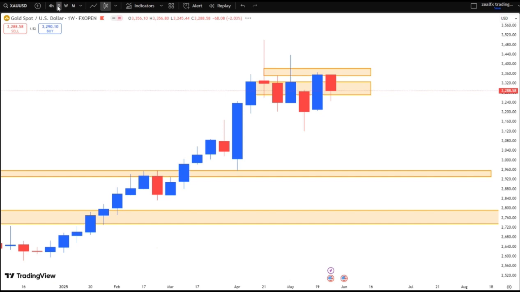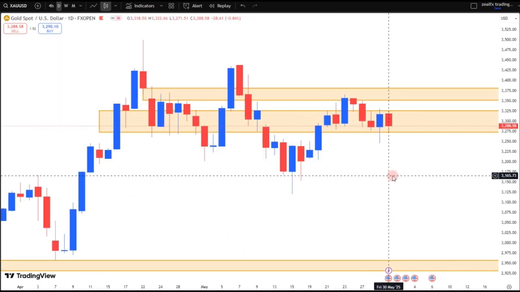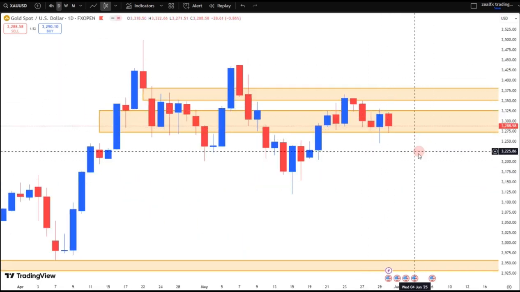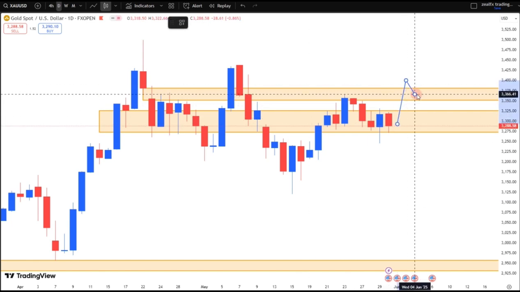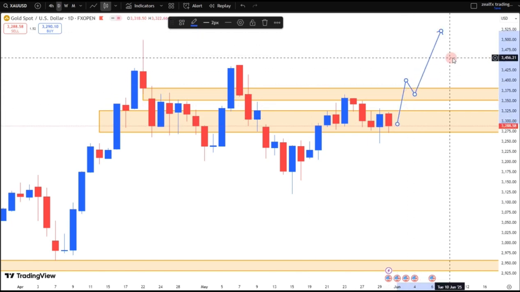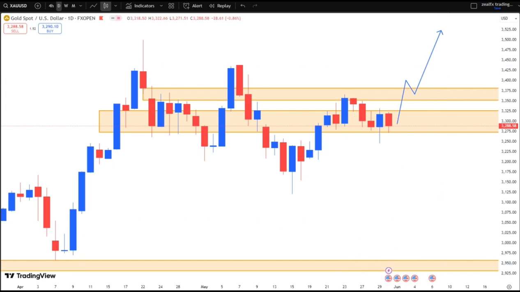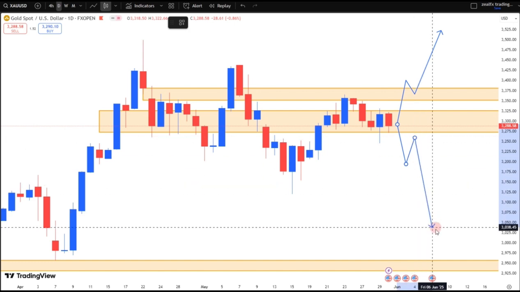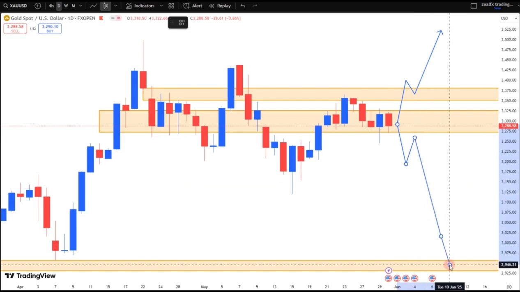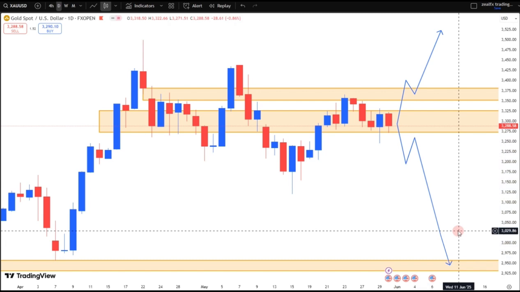So our scenario for this week, we will remain neutral until we see price above this level before we look for any possible buying for gold USD. We expect price to come to this area, retest, and then we look for any possible buying for gold USD. Then if price breaks below this support, we expect price to retest, then we look for selling opportunity for gold to this next weekly support level.